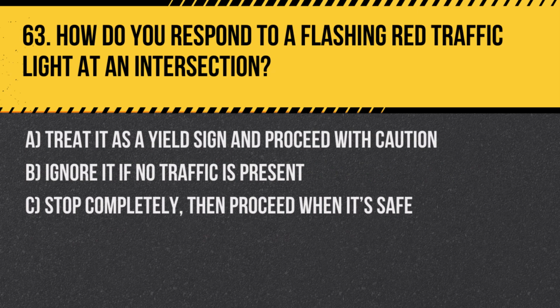Question 63. How do you respond to a flashing red traffic light at an intersection? A. Treat it as a yield sign and proceed with caution. B. Ignore it if no traffic is present. C. Stop completely, then proceed when it's safe. Answer. C. Stop completely, then proceed when it's safe. A flashing red light at an intersection should be treated as a stop sign. Stop completely and proceed only when the intersection is clear and it is safe to do so.